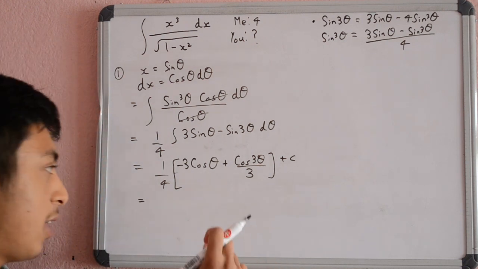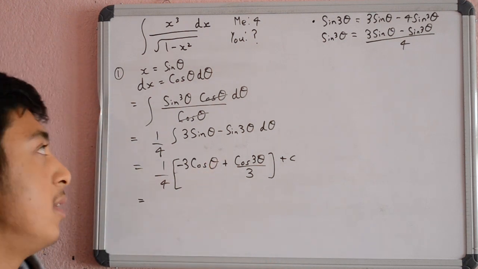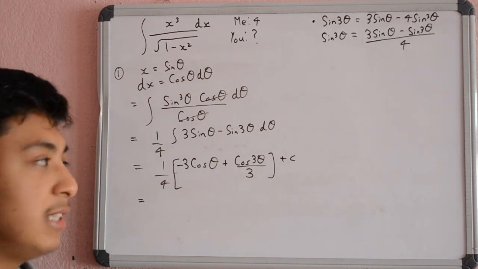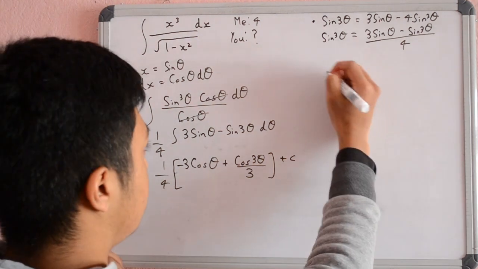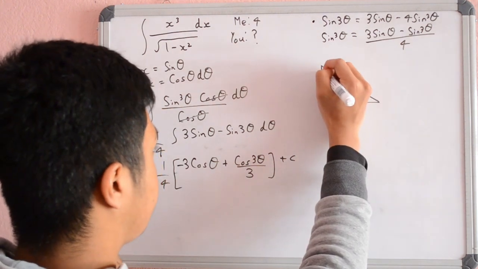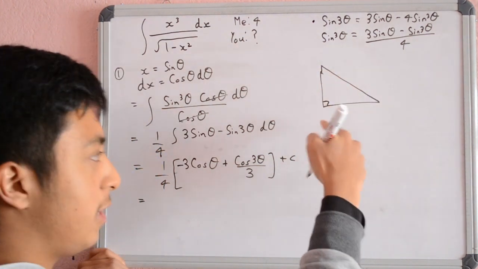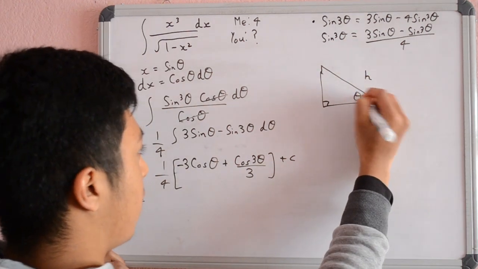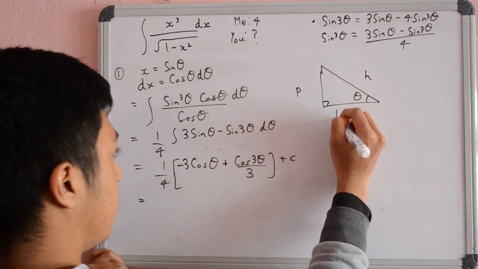Now as you can see, we have cos theta over here, and we started with sine theta, so that means we need to figure out what cos theta is, and we can do that by using the right angle triangle. So let this be 90. Let this be a right angle triangle. This is our hypotenuse. Let this be our angle. This is perpendicular. This is base.